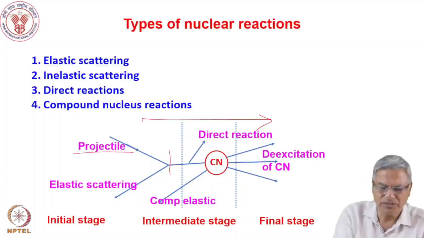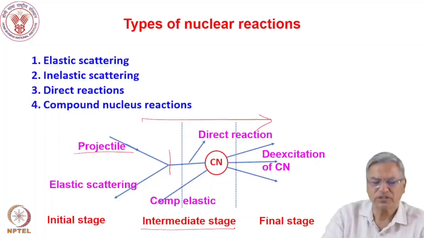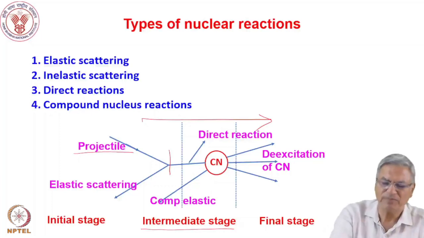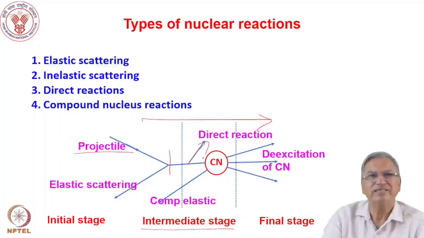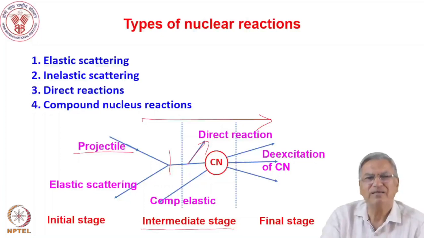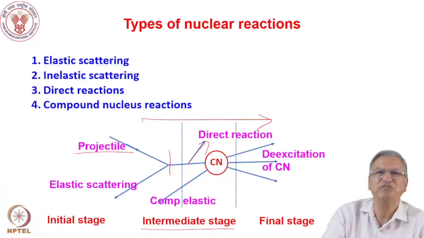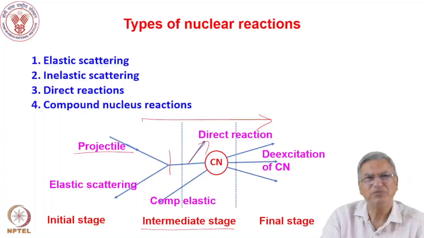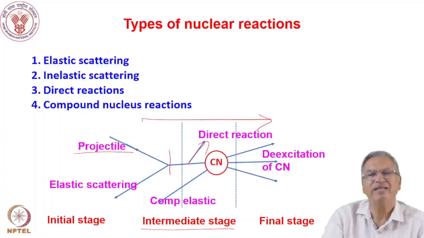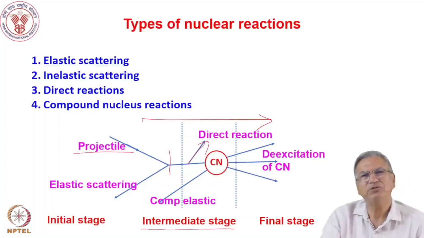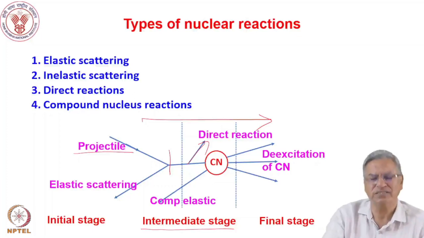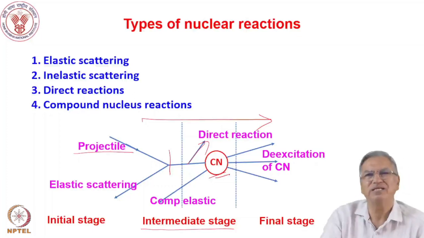Then we come to the intermediate zone, where the projectile is now coming in close vicinity of the target nucleus. And before it is completely fusing with the target, there is a type of reactions called direct reactions. That means the projectile comes close to the target nucleus, and there is a transfer of a few nucleons from projectile to target or vice versa. So that happens at a much smaller time scale than the compound nucleus formation, which we will discuss at length later on. And many a times, they can form a compound nucleus. The compound nucleus part we will discuss in detail in this lecture.